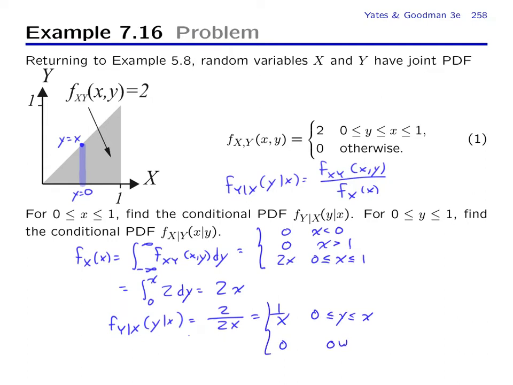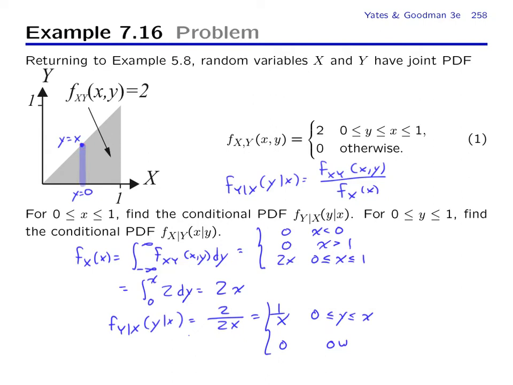So what we see in this problem is that for each value of x, y is uniform from 0 to x. This is kind of what we would expect because when we think about x's and y's along this line, the joint PDF was uniform along this line. And so if we know that by specifying x, we lie on this line, then all of the y's ought to be uniformly distributed on this line.